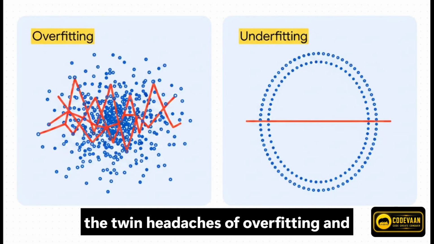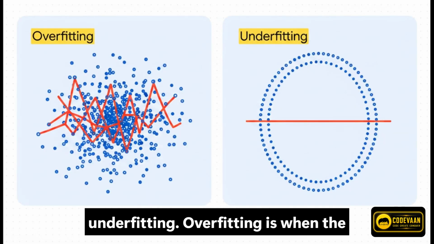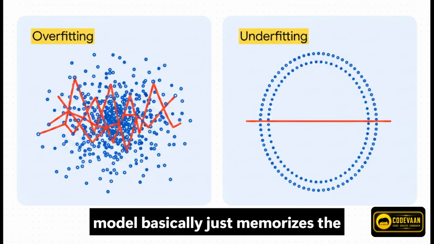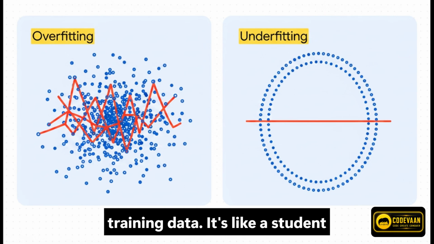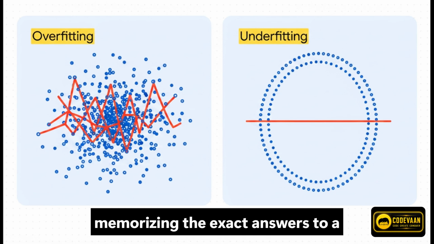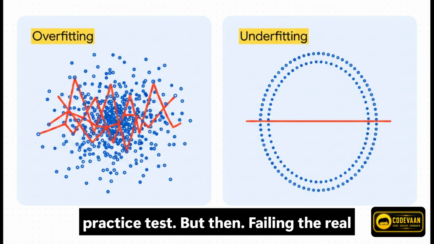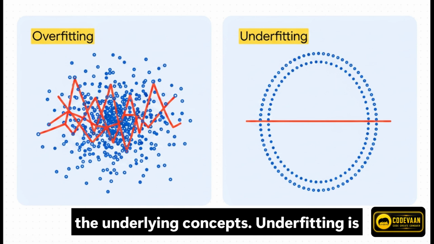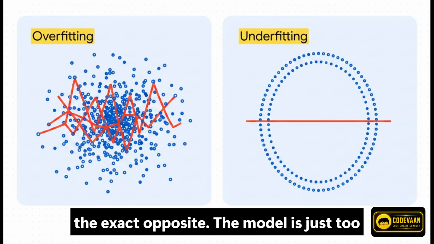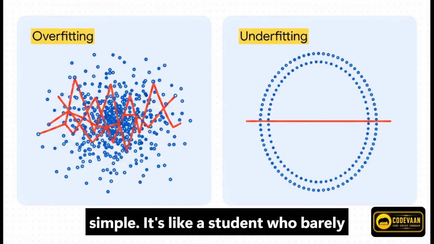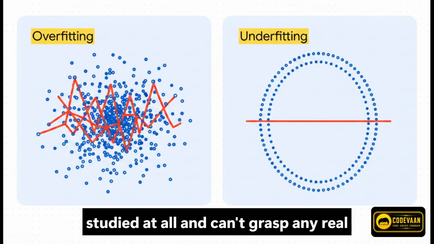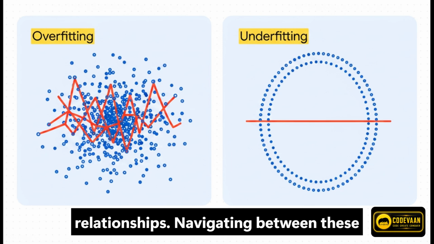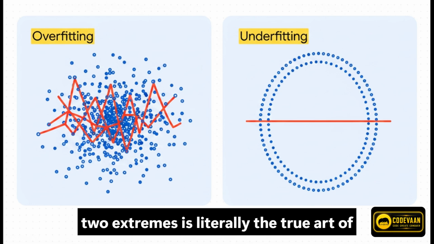And then we have the twin headaches of overfitting and underfitting. Overfitting is when the model basically just memorizes the training data. It's like a student memorizing the exact answers to a practice test, but then failing the real exam because they didn't actually learn the underlying concepts. Underfitting is the exact opposite. The model is just too simple. It's like a student who barely studied at all and can't grasp any real relationships. Navigating between these two extremes is literally the true art of machine learning.